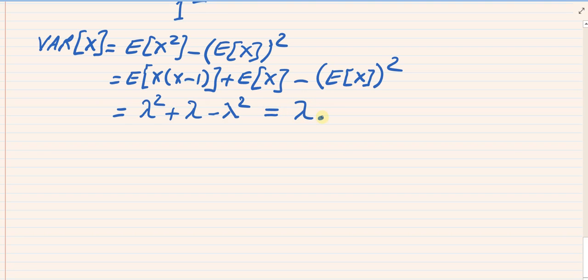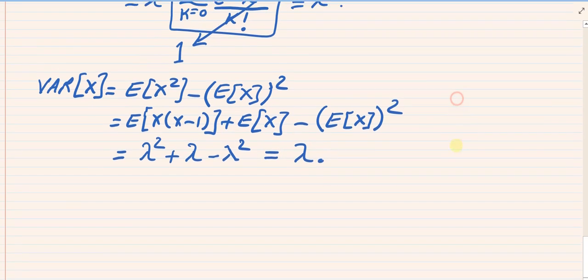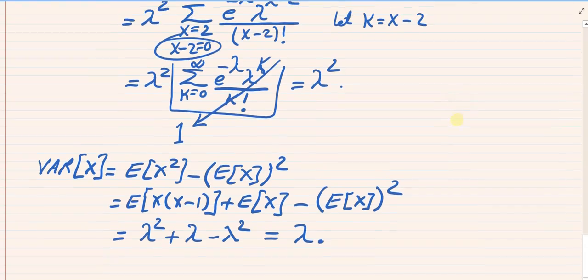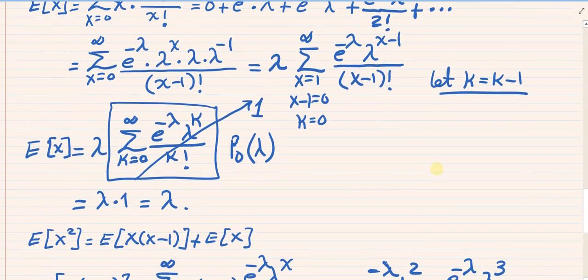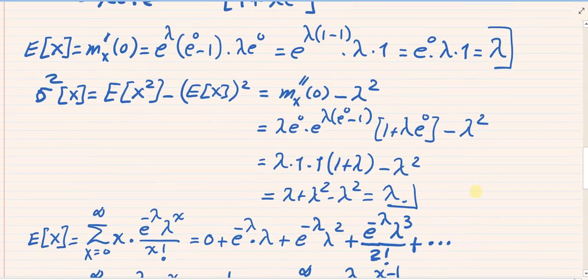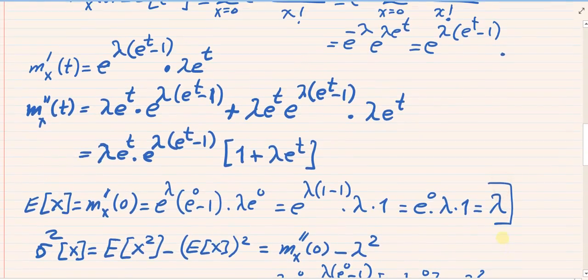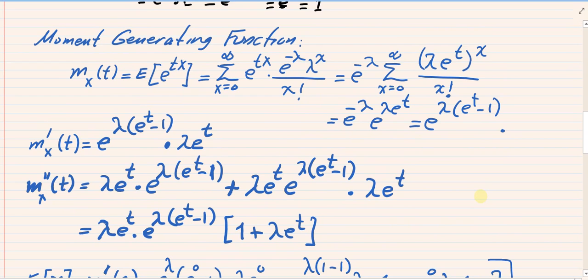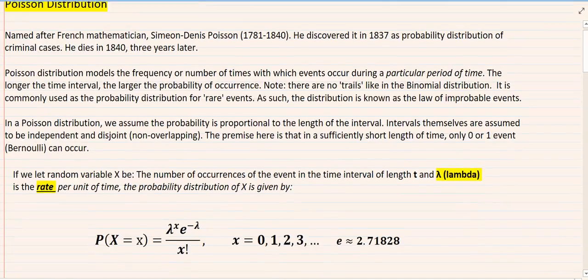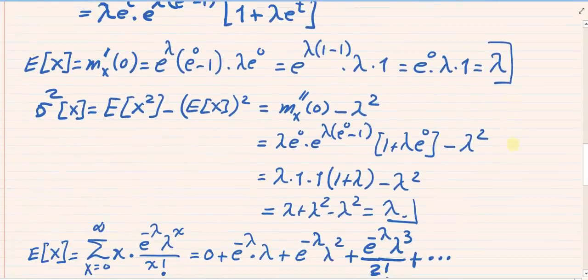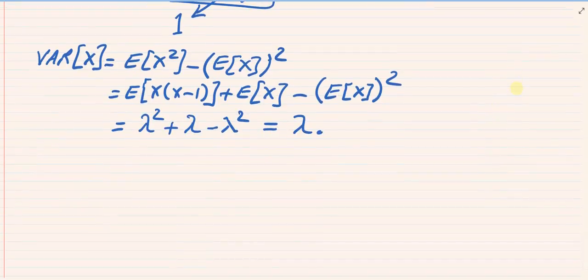So there you go. There are two different ways of arriving at the mean and variance of the Poisson distribution. Personally, I like the moment generating function. It's cleaner, it's a little easier. So that's my own preference, doing it that way. But however we do it, we get the same outcome. And with that, we are done with this video. We did what we wanted to do.